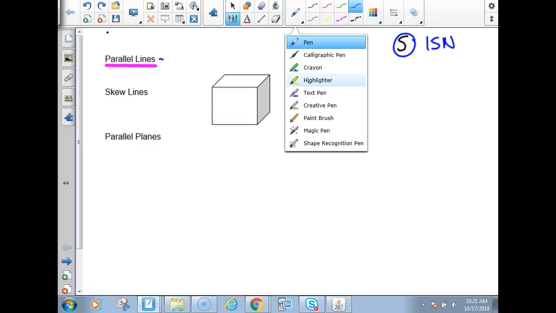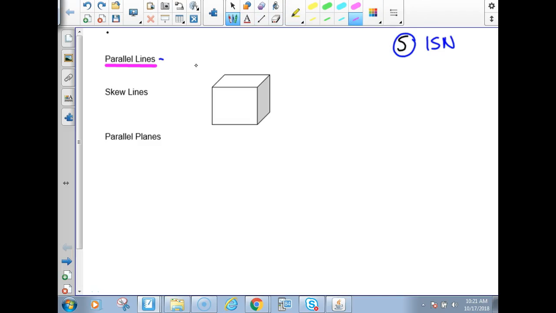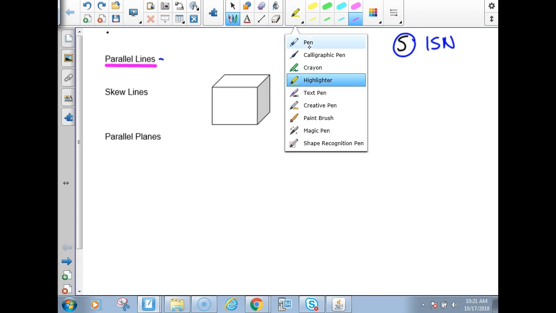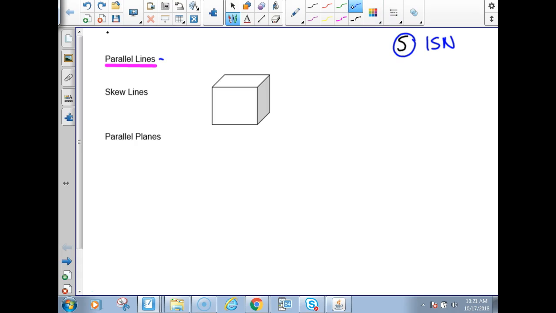Okay, so we need to fill in the ISN for a few things today. Page 5 in the ISN, parallel lines. We're going to label this box first because I want to be able to write down some things. So let's label this A, B on the back right, C on the front corner, D on the left top front, then E, F, and G.